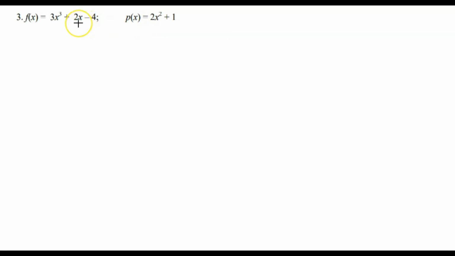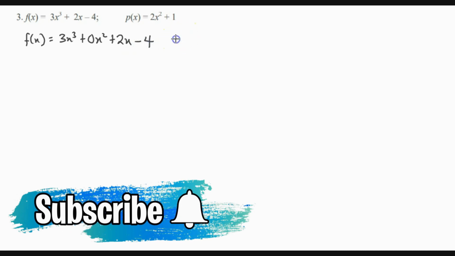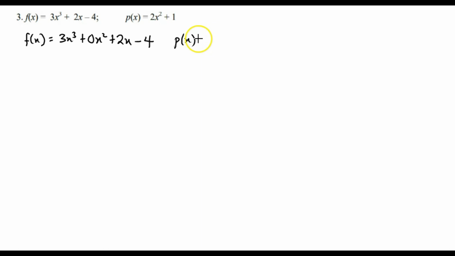So since they all have missing terms, we need to make them a complete polynomial function. So we are going to replace those missing terms with 0 and that particular term. So for instance, f of x, to make it a complete polynomial function, it should be 3x cubed plus 0x squared plus 2x minus 4. And p of x, to make it a complete polynomial function, it must also be written as 2x squared plus 0x plus 1. Hence, we can go ahead to use the long division method to solve it.